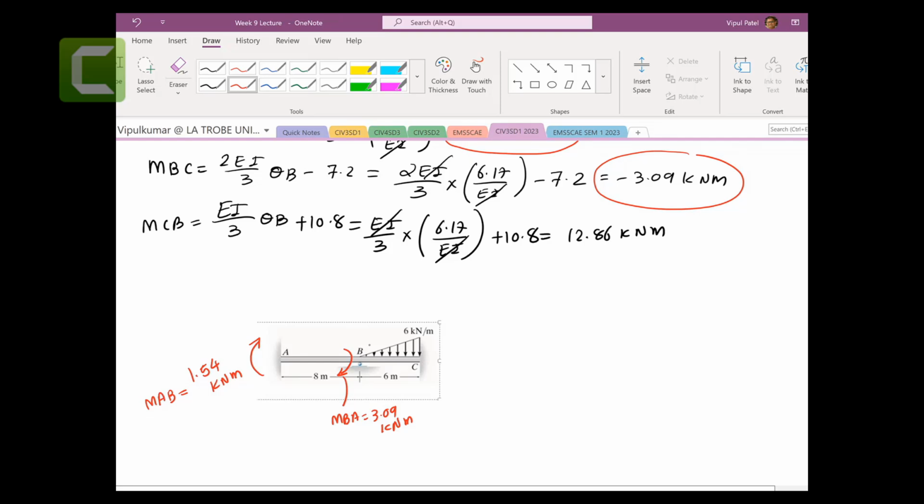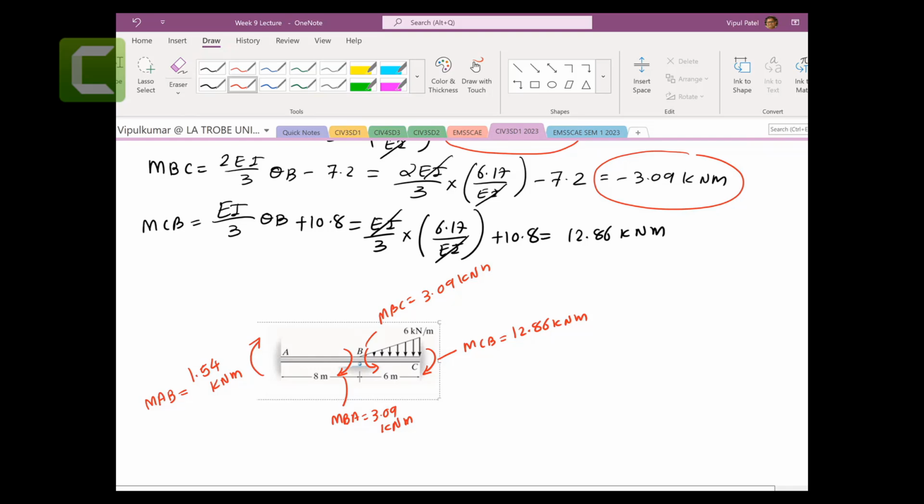Then you have this anti-clockwise. So that's anti-clockwise goes here, MBC. MBC is going to be anti-clockwise and that MBC equals 3.09 kilonewton meters. And then MCB, that would be clockwise, and that is MCB equal to 12.86 kilonewton meters.